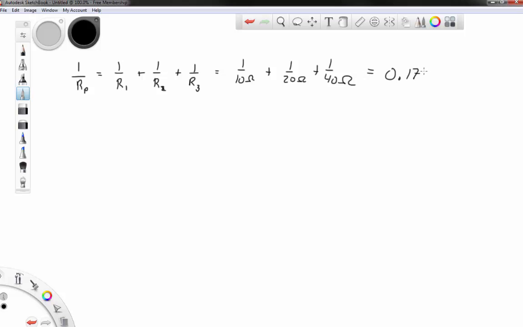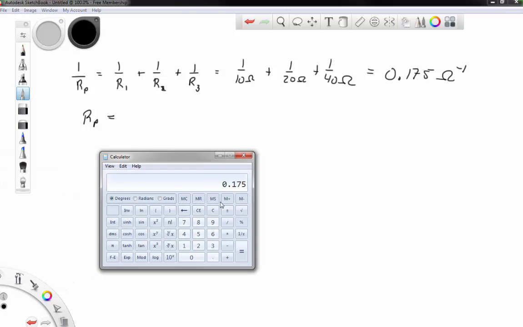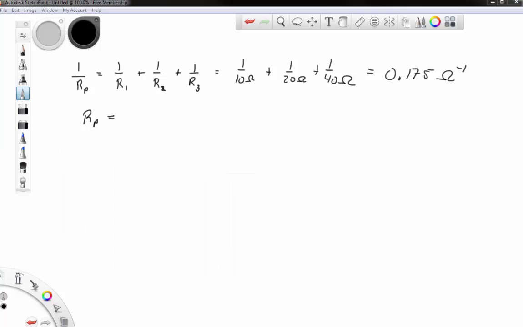So all of this is basically 0.175 inverse ohms. And so the total parallel resistance is going to be 1 divided by whatever that is. So we could do 1 over x and we come up with 5.71. So we'll call it 5.7143 ohms just for fun. Obviously, we don't have quite that many significant figures. It's really just going to be these 2 digits.